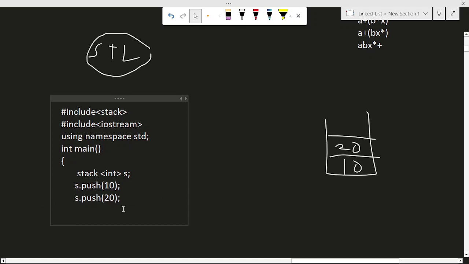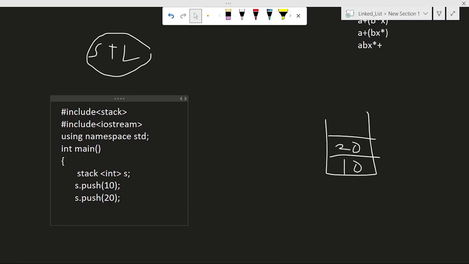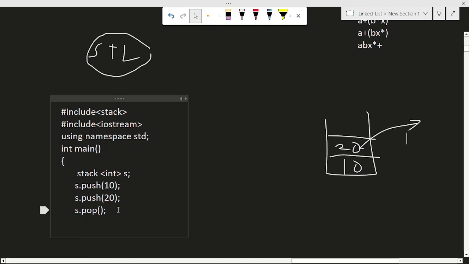If you know STL, please skip this video and go directly to where I converted infix to postfix. So then yes.pop(). If I give this, this 20 will be popped out. That is how it works. It will immediately be popped out. That is how it works.